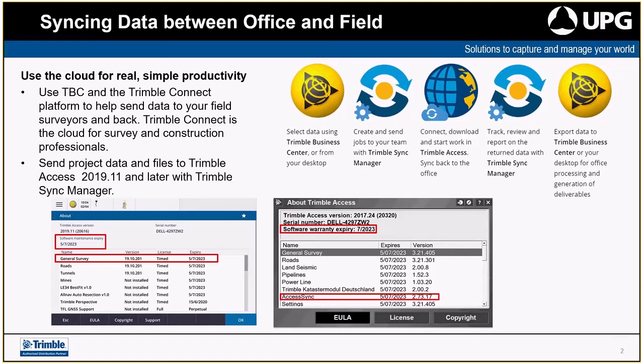One of the things we have to make sure of, so that this will all work together, is that Trimble Access has to be under a valid software maintenance warranty. So we've got to make sure that we have a valid warranty on all of our software. In the 2019 version, General Survey has to be under warranty, and in the 2017 version, what we would see on a TSC3, Access Sync has to be under warranty for that to work.